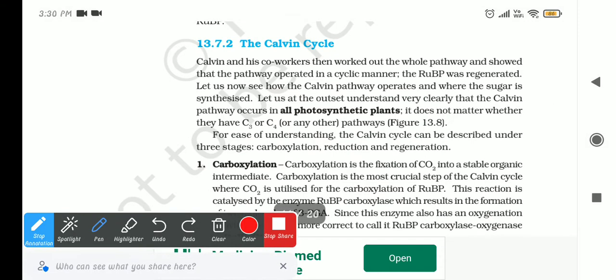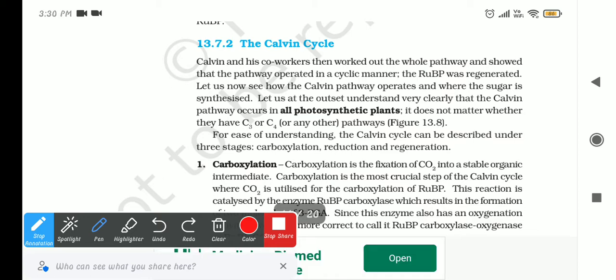So what is the Calvin cycle? Calvin and his co-workers tried to work out the whole pathway and showed that the pathway operated in a cyclic manner. RuBP was generated, and how the Calvin pathway operates, we are going to discuss.